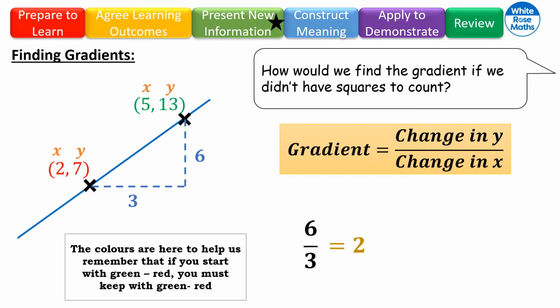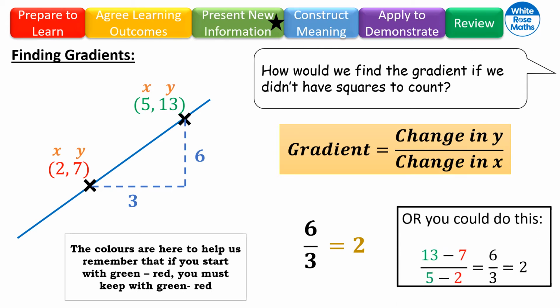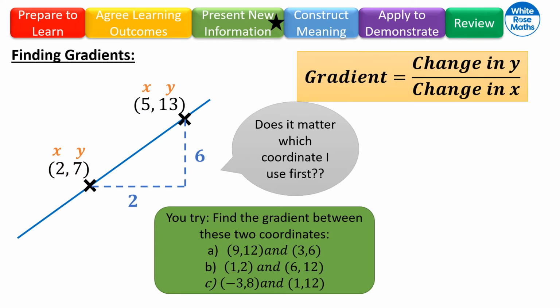If I wanted to do it in a slightly different way using the formula, I could do 13 take away 7, which is my green, take away red, which is 6. My 5 take away 2, so my green x coordinate take away my red x coordinate, which is 3, and 6 divided by 3 is 2. So again, completely up to you as to how you do that.